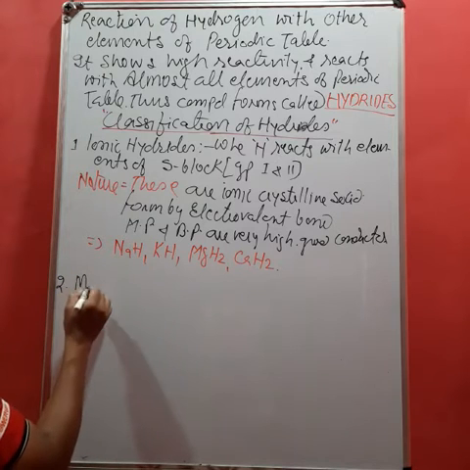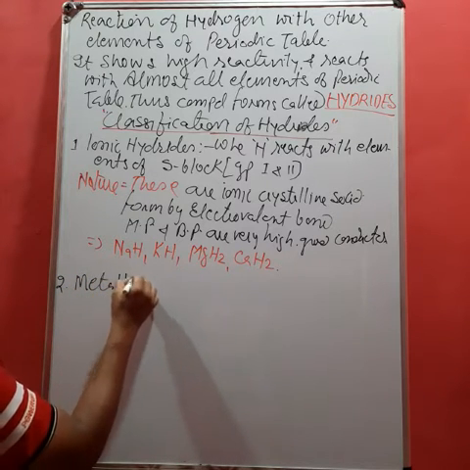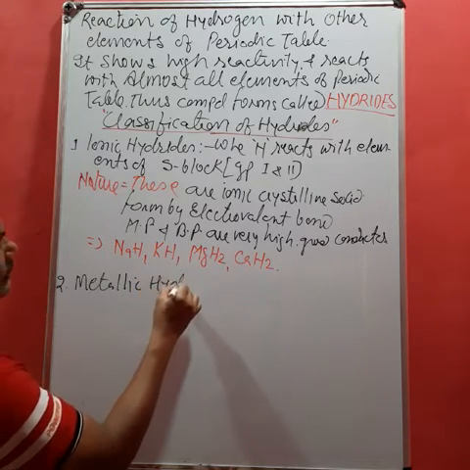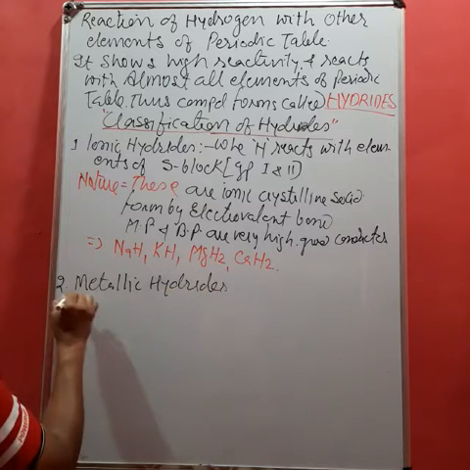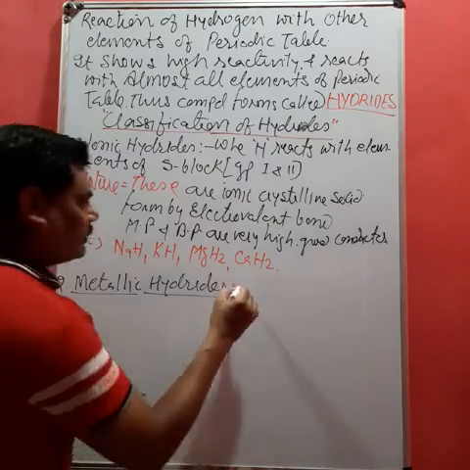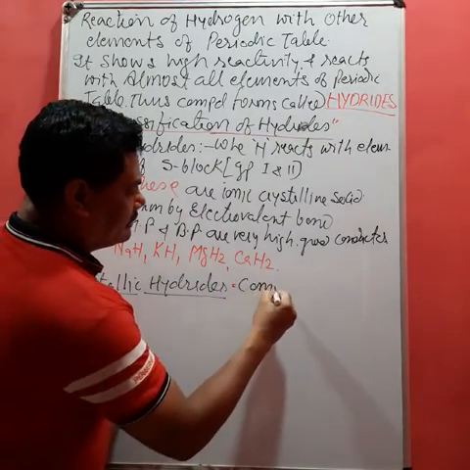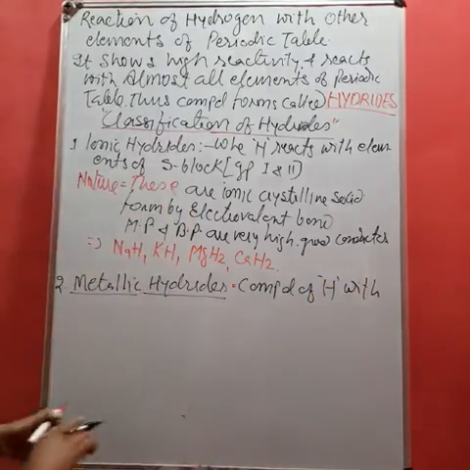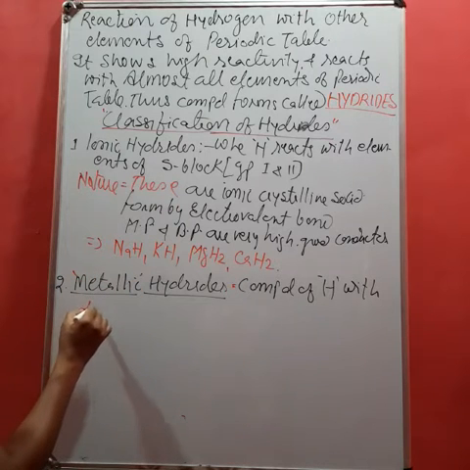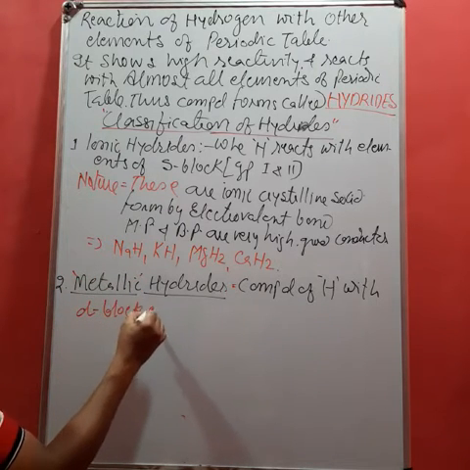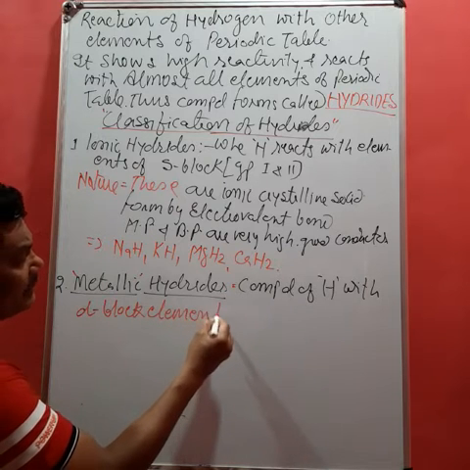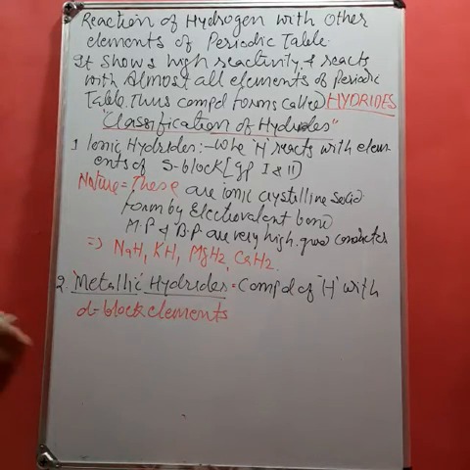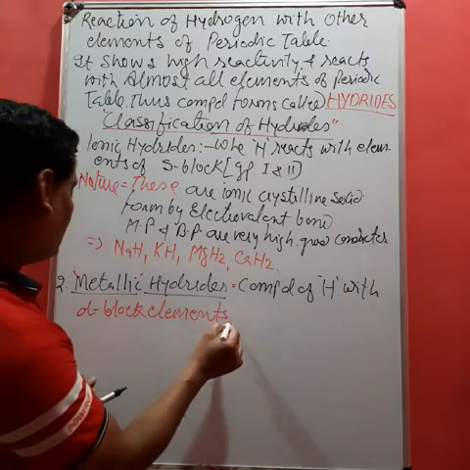Okay, number 2 is called metallic hydrides. Sorry, we are studying hydrogen, therefore we can name them metallic hydrides. Now, the compounds of hydrogen with which elements? Typical metals, that is, d block elements. The compounds of hydrogen with d block elements are called metallic hydrides.